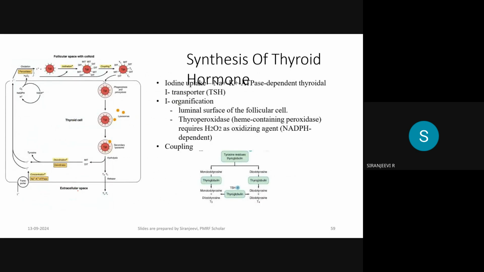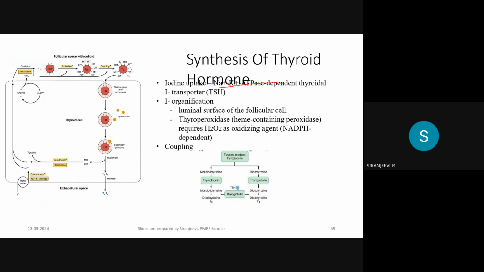And usually this iodine uptake in the cells is based on two mechanisms, that is the sodium potassium ATP-dependent thyroidal iodine transporter. What will happen is this transporter will take up the iodine from the outside of the cell, such as the extracellular space, and that adds the iodine group onto tyrosine molecules. And once it gets into the cell, through the sodium potassium ATP pump, the concentration of iodide will be more in the cells, and again it will go to the follicular space with colloid to iodinate the thyroglobulin.